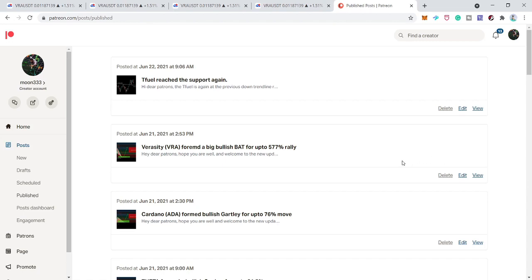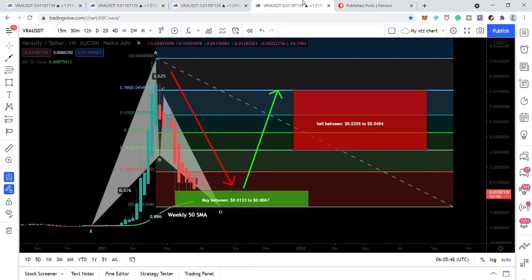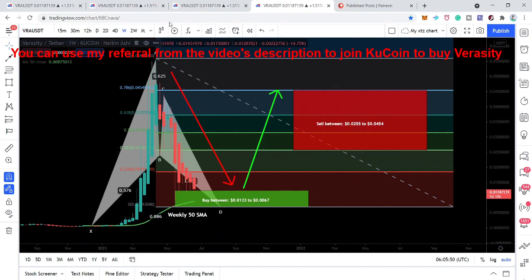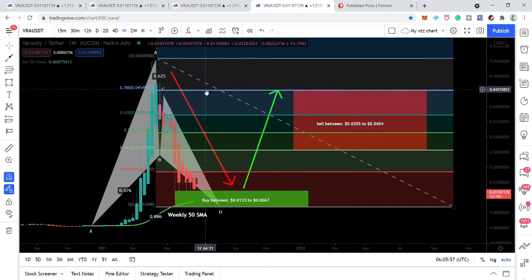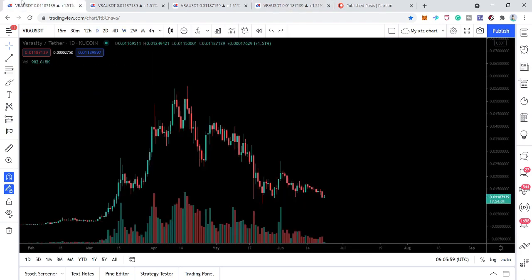Today I want to share with you a very big bullish setup that Verasity has completed on the long-term chart, and that is a very big harmonic bullish bat formation on the weekly time frame chart. And I have also defined all the sell and buying targets as per the Fibonacci sequence of this bullish bat.